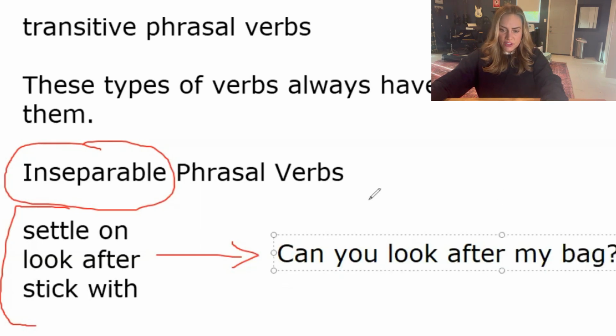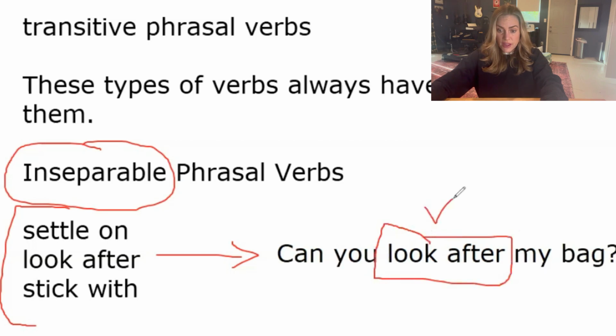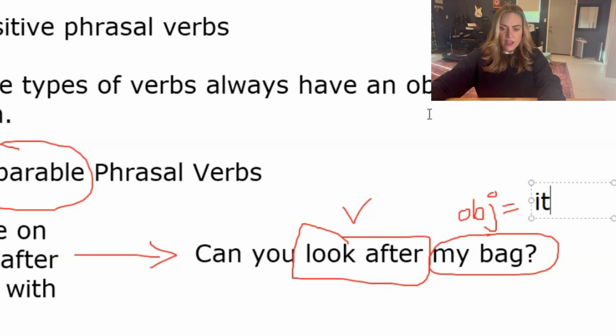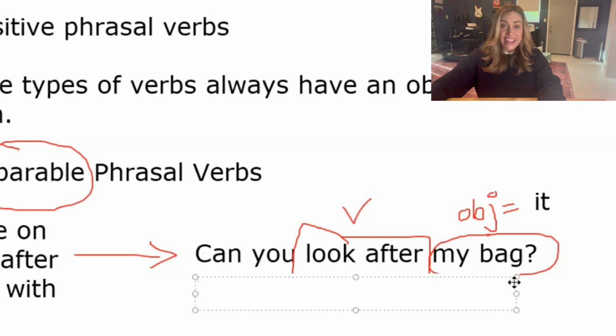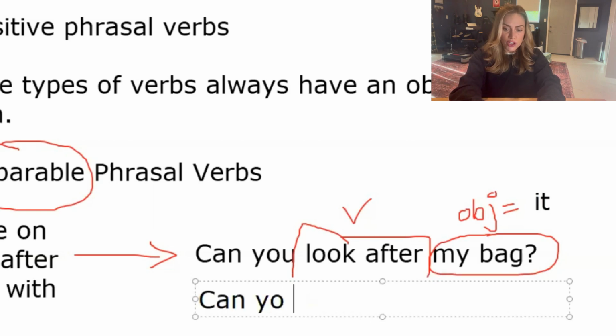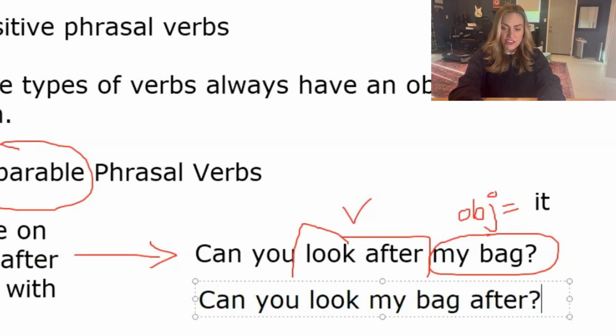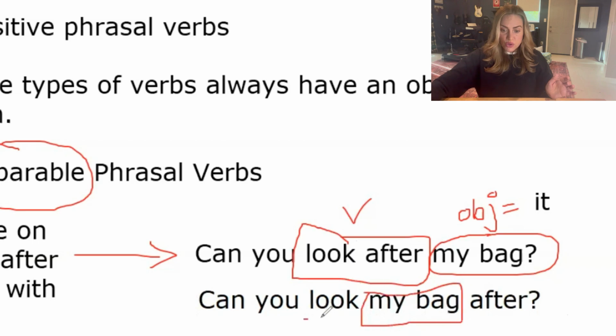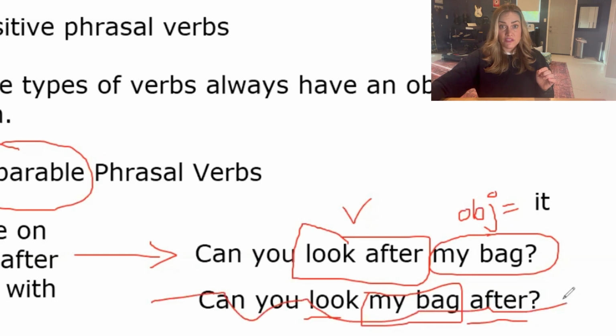So here we have look after, that's the phrasal verb. And then we have the object, which is a thing. It's my bag, it's a noun. If we wanted to turn this object into a pronoun, the pronoun would be it, okay? Now, because this is an inseparable phrasal verb, I cannot say, can you look my bag after? I cannot put the object between the verb and the particle because this is an inseparable phrasal verb.